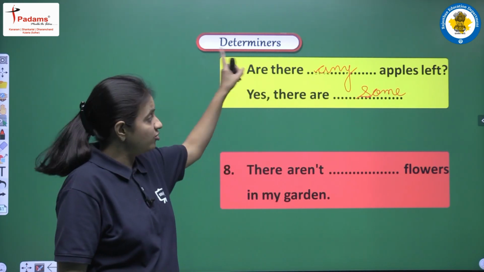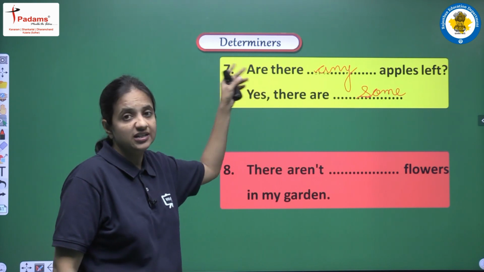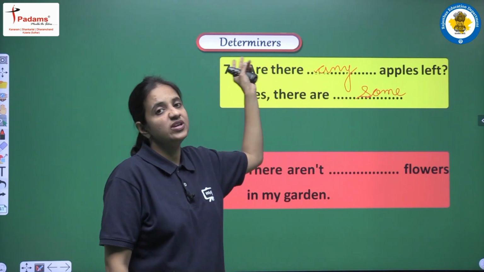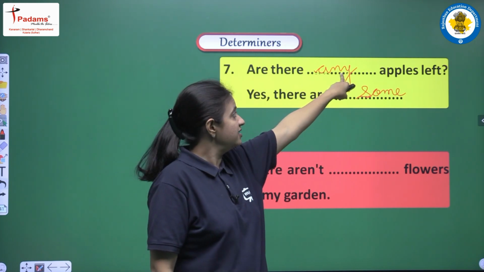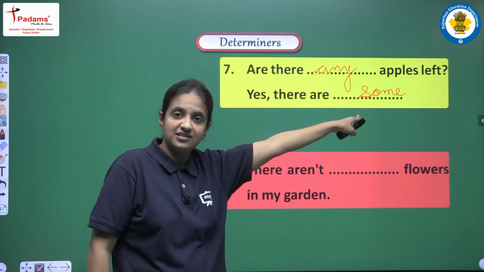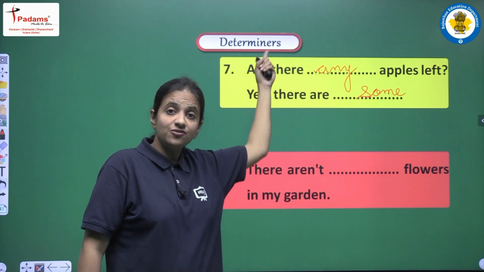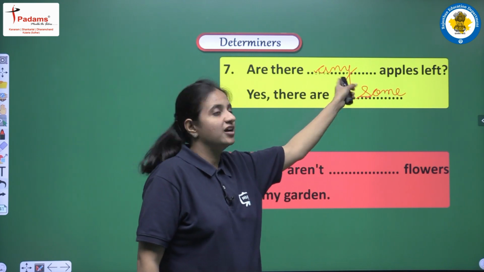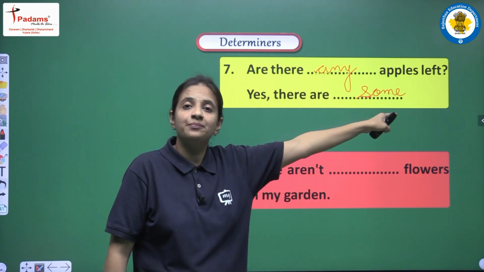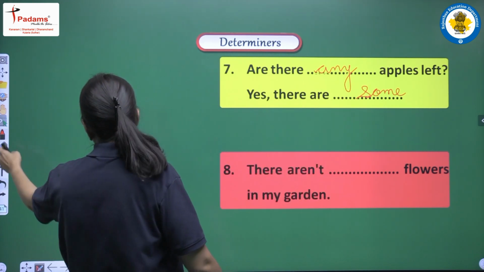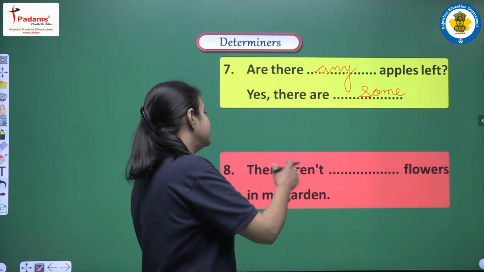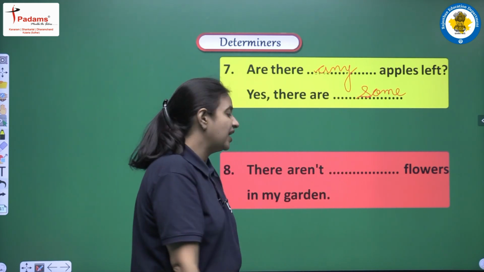Okay. So try to understand the structure of the sentence very carefully. In the first sentence we are having interrogative sentence. We are having one question. This is the reason we are using any here and we are saying are there any apples left, and then we are having the answer of this question. This is the reason we are using some here and we are saying that yes, there are some. Clear? Moving on. Next sentence that we are having here is, there aren't flowers in my garden.